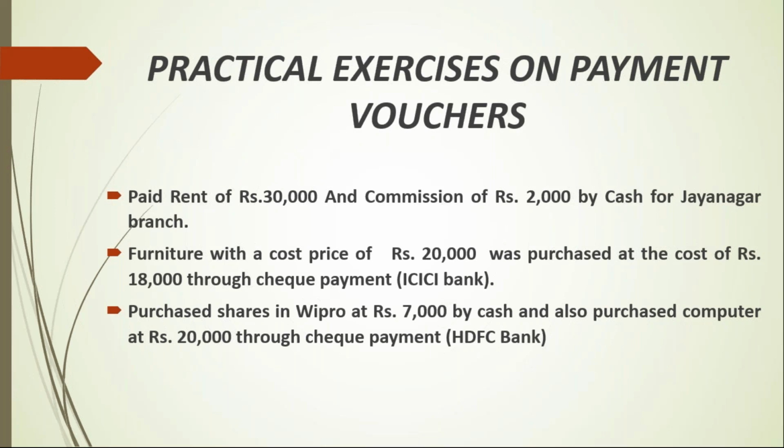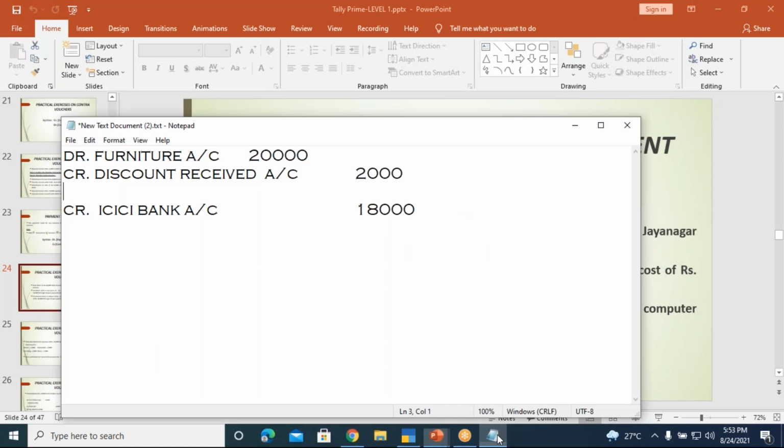Now, shares in Wipro and computer both are assets for the company. So, the moment we term them as assets, immediately we relate to the real account. Yes. What's the role of a real account? Debit what comes in. So, shares in Wipro as well as computer are coming into the business. Right? So, we debit shares and computer. So, how would this entry appear?